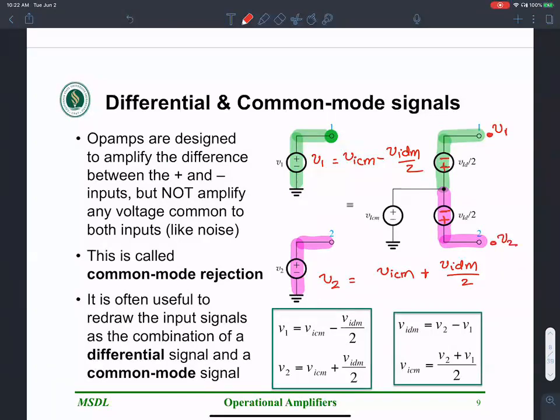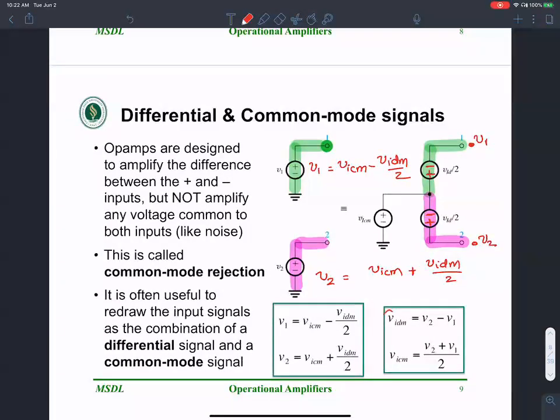These are definitions that we looked at in the last class, where V input differential mode is defined as the difference between these two terminals, and V input common mode is defined as the average between these two terminals.